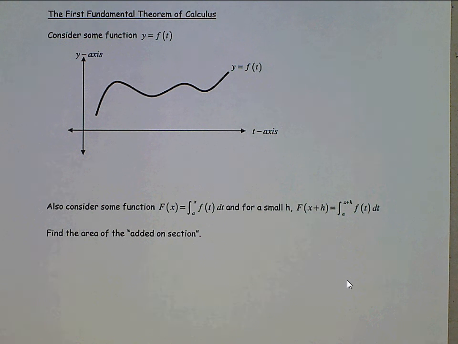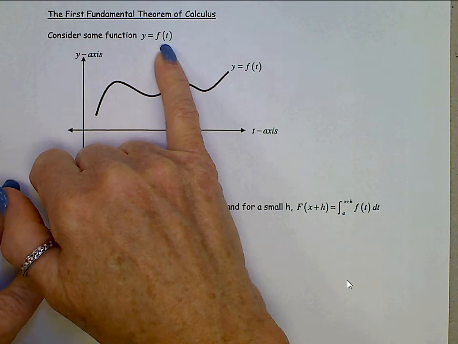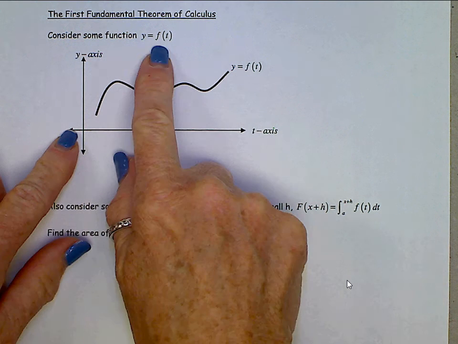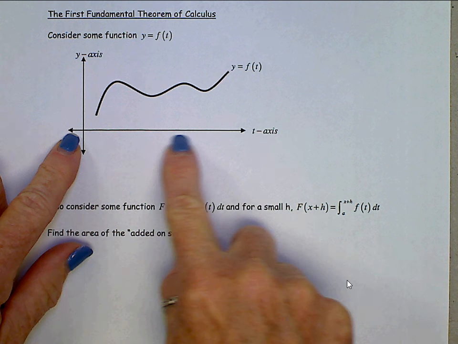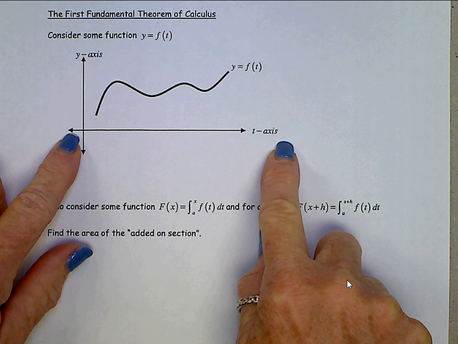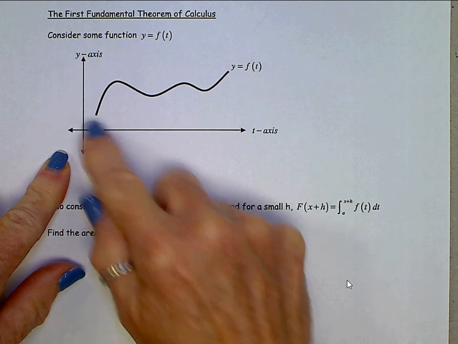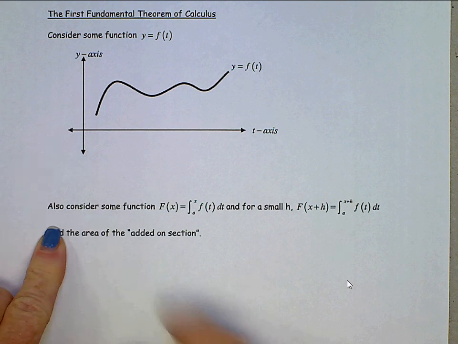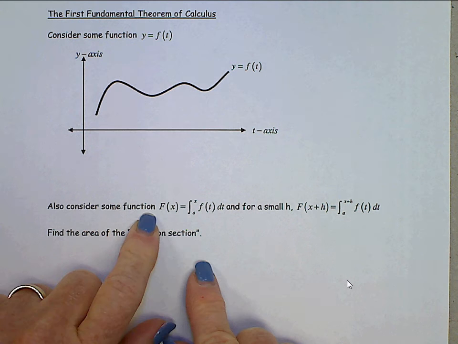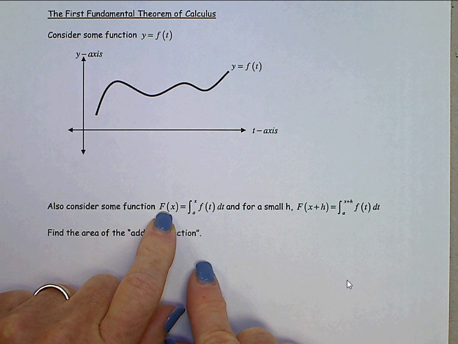Alright, so first thing here, I want you to consider some function f of t. Because we've written it as y equals f of t, this is now the t-axis, not the x-axis, and the y-axis here. Here's some weirdo function. I also want you to consider some other function, capital F of x.